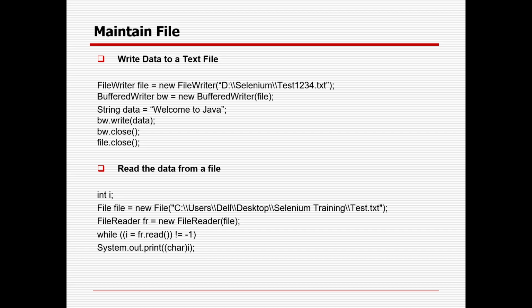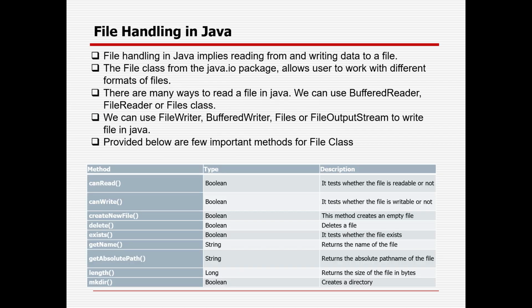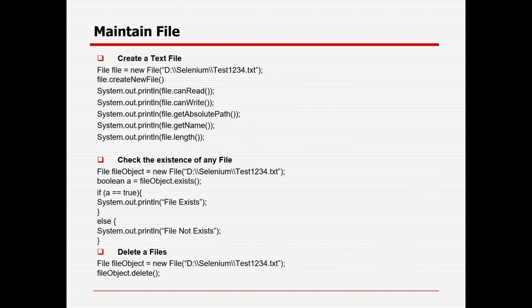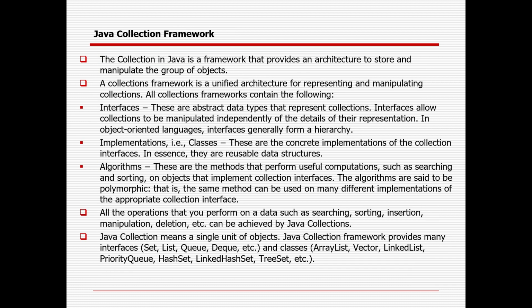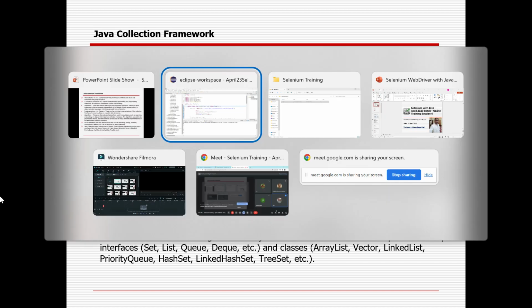So as of now you have learned what things we can do. We can create the file. There is a file class available in the java.io package. With the help of the file class, you can create a folder, you can create a file, you can check whether you are able to read it, write it, right? You can get the path, you can delete it, you can check the existence of the file, you can get the name, you can get the length of the file, then you can read the data and write the data from the file as well. Then I will go to the Java collection framework topic. After that I will take the questions.